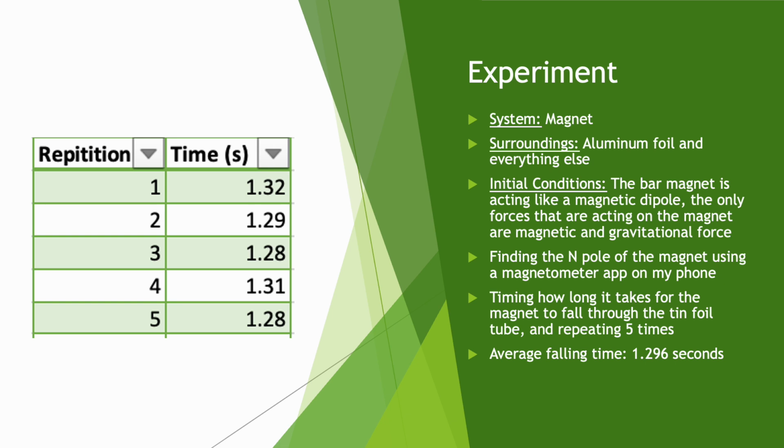With that being said, I found the north pole of the magnet using a magnetometer on my phone. I then dropped the magnet down the aluminum foil tube 5 times to find the average time the magnet was in the tube, and that was 1.296 seconds.